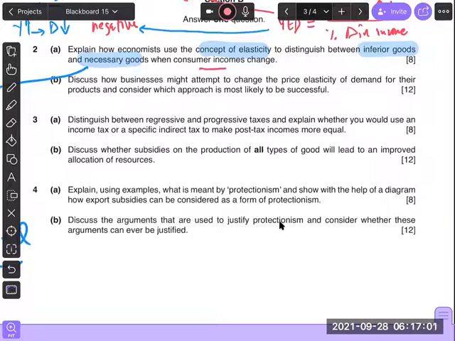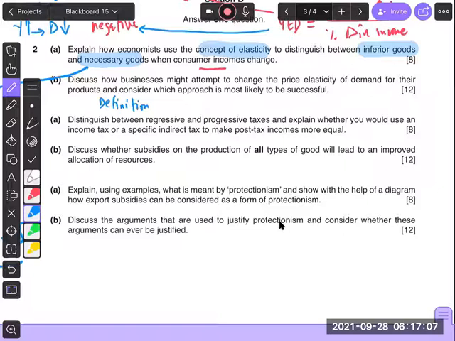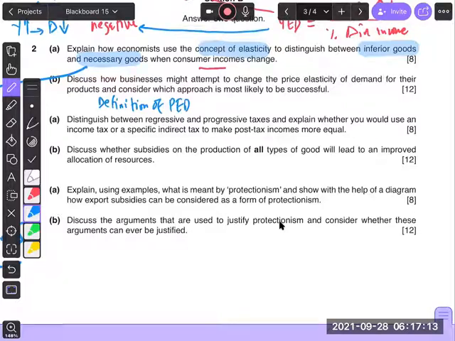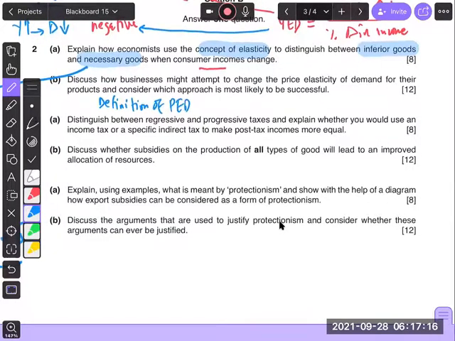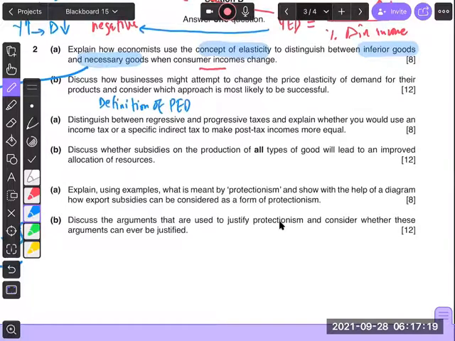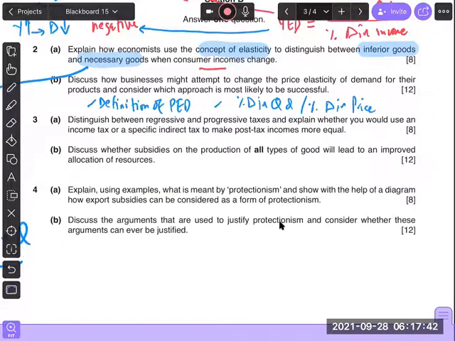So what is PED exactly, Shaukat? I'll start with the definition of PED, which is basically the responsiveness of quantity demanded to a change in price. Then the second thing we talk about is the formula. Let me write that formula also. It's percentage change in QD over percentage change in price, right? Percentage change in quantity demanded over percentage change in price.